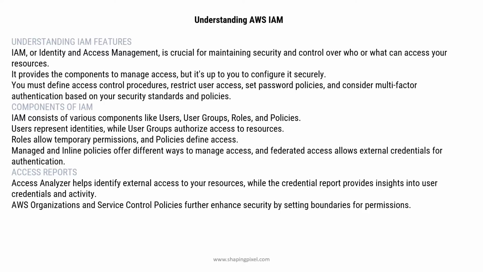Users represent identities, while user groups authorize access to resources. Roles allow temporary permissions, and policies define access. Managed and inline policies offer different ways to manage access, and federated access allows external credentials for authentication. Access Analyzer helps identify external access to your resources, while the credential report provides insights into user credentials and activity. AWS Organizations and service control policies further enhance security by setting boundaries for permissions.